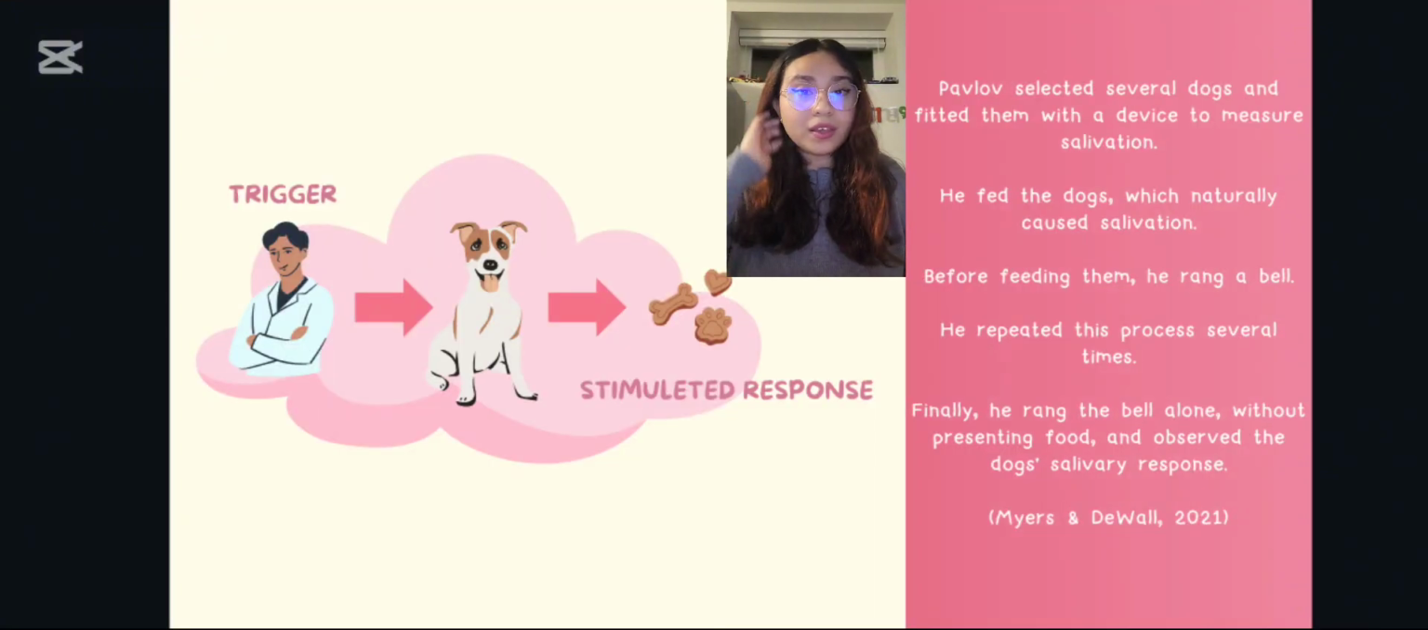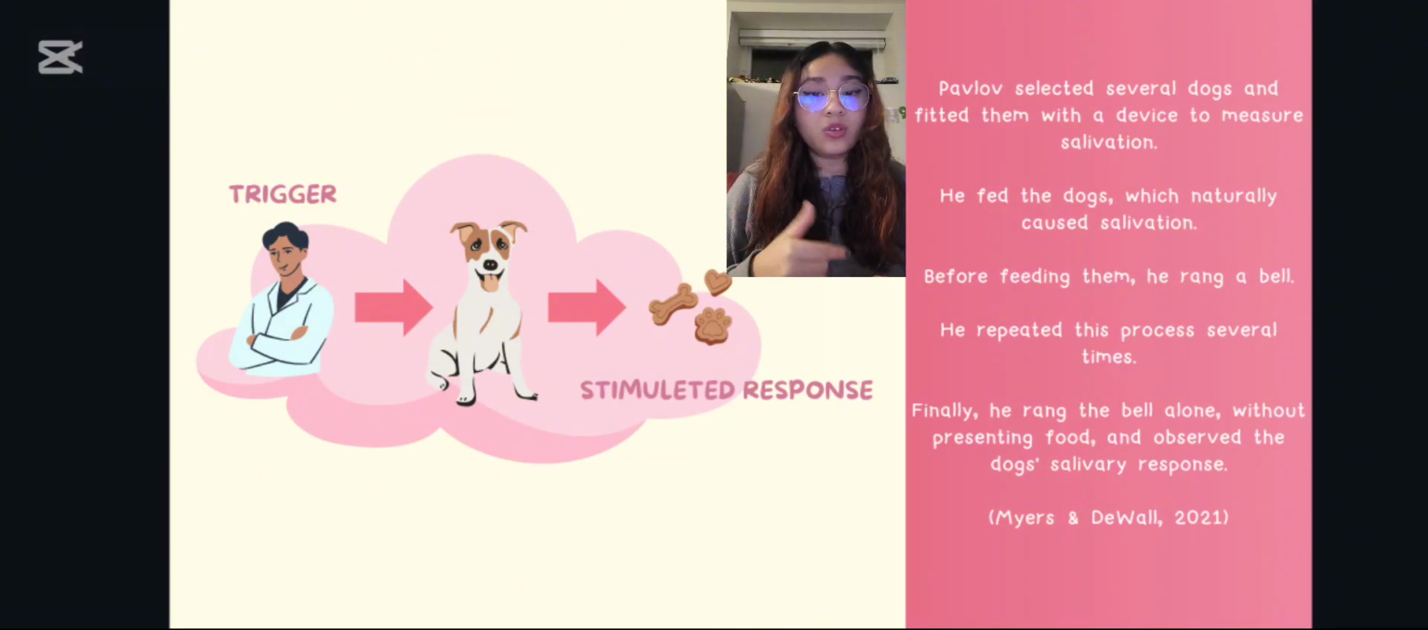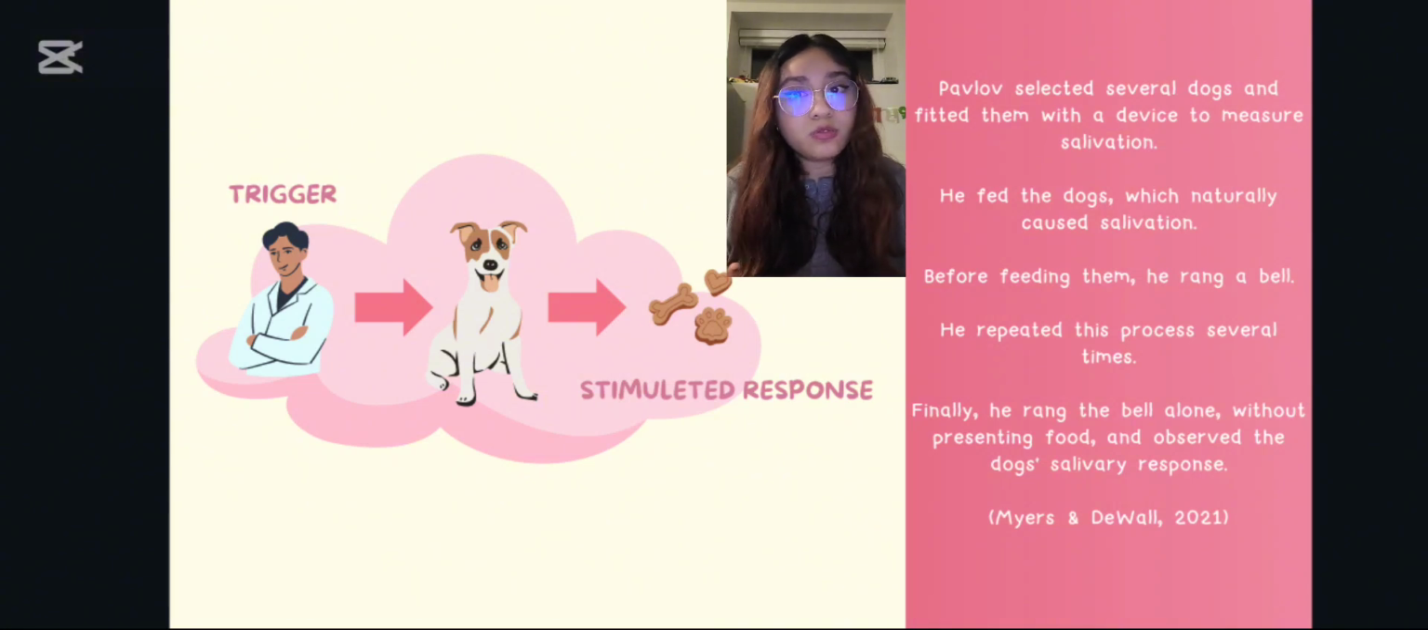So Pavlov made an experiment that consisted of selecting different dogs and feeding them, which naturally causes salivation. But before feeding them, he rang a bell, and he repeated this several times. What he realized is that when he rang the bell without presenting food, the salivation of the dogs was the same as in the beginning when they looked at the food, but there was no food.